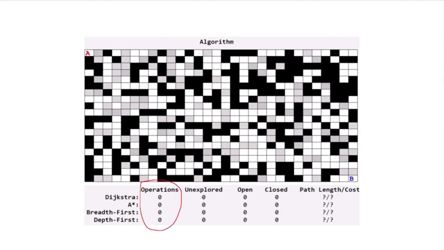How many different cells is it going to look at? Unexplored is how many cells do we leave unexplored, and we would really want to maximize that, right? We don't want to explore every single vertex just to get from the upper left to the bottom right. Open, or how many pathways do we have open currently?